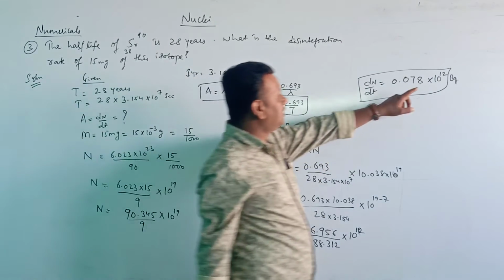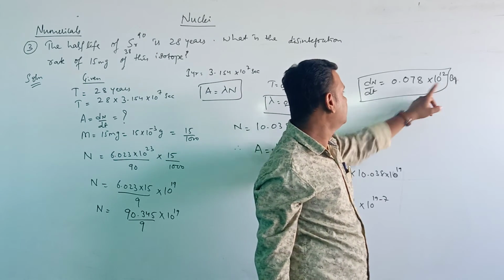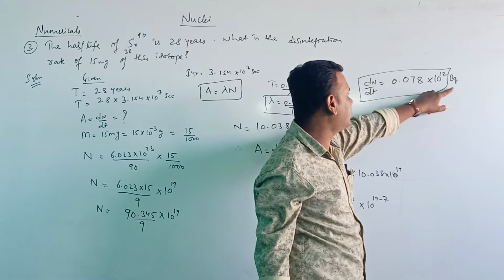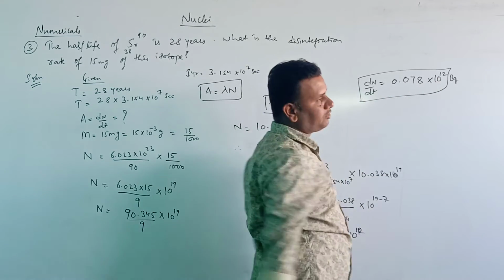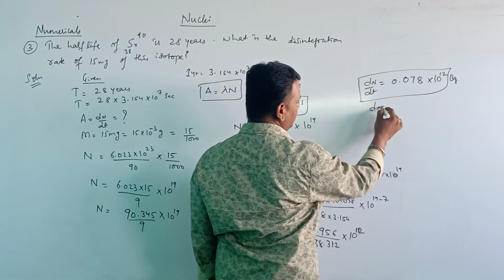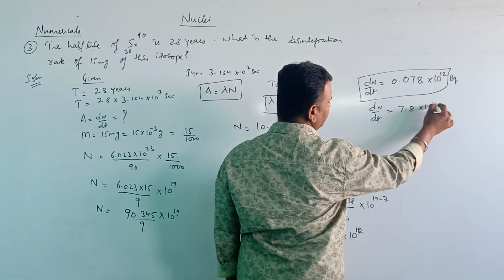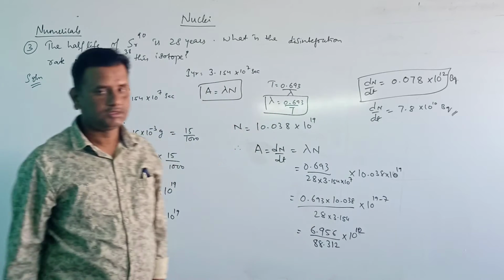So here the unit is becquerel, so we should not take the Curie. So 0.078 into 10 to the power of 12 becquerel, or you can also write 7.8 into 10 to the power of 10. You can also write dn by dt is equal to 7.8 into 10 to the power of 10.